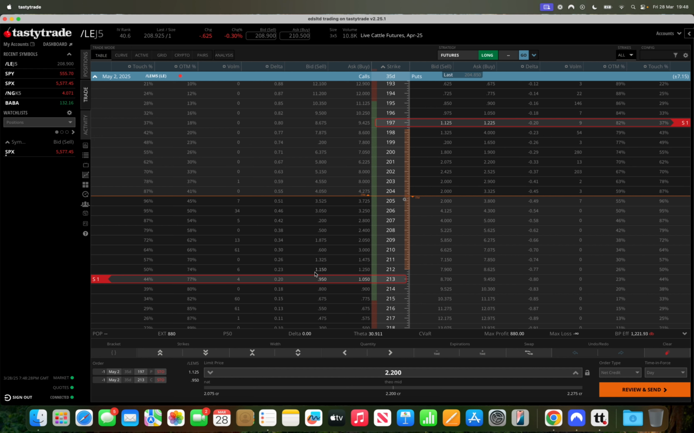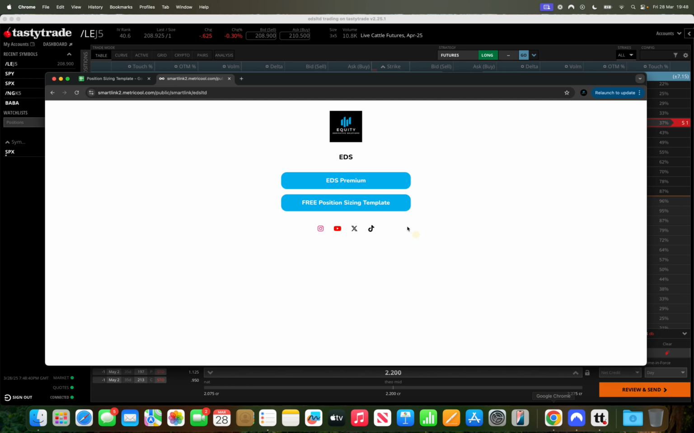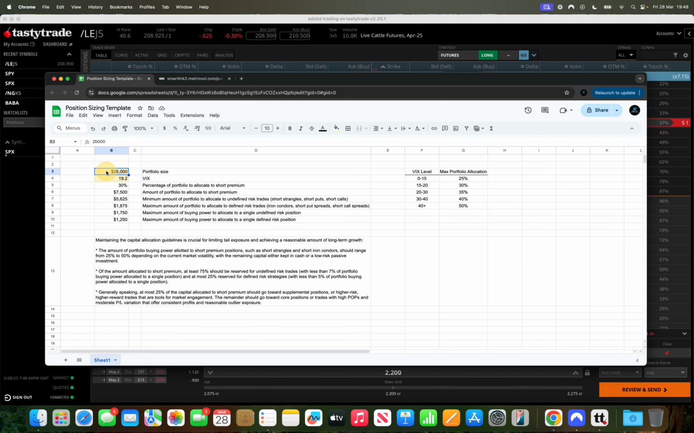So this is what I mean by it's hard to go wrong. The only way you can really go wrong is if your position sizing is completely out of whack. Okay, and the way you keep that in check is by using our position sizing template. The link is in the description. This is what it looks like.